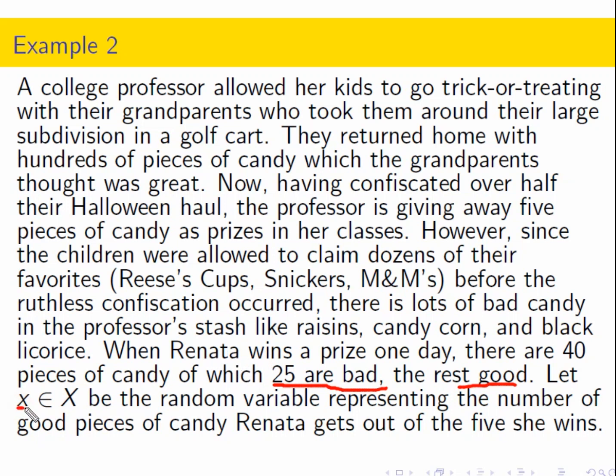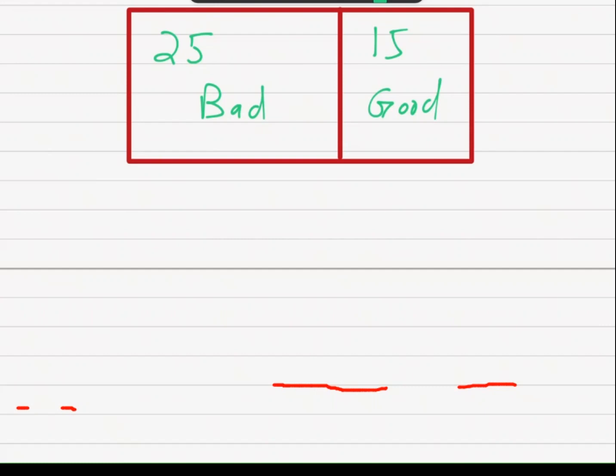So we're going to let the lowercase x be the number of good pieces of candy out of the total, which will be 5 pieces of candy that she gets. So we've got a partition, right? Hopefully this was obvious to you when we started looking at this, that we have 2 subsets. We have the bad subset with 25 elements in it, the good subset with 15 elements.